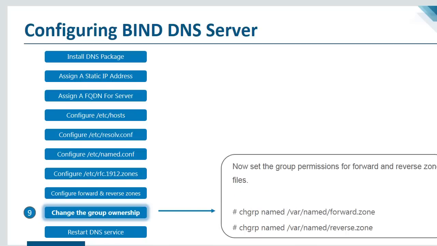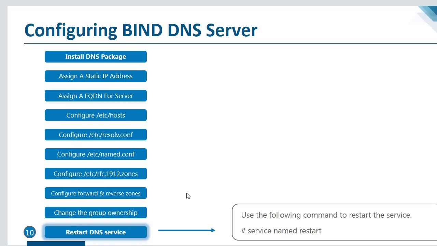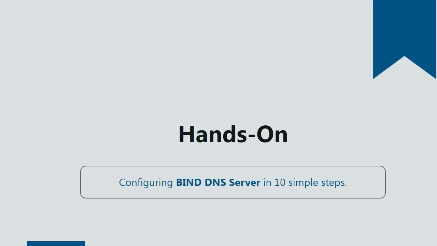Okay, however, you might also want to change the group ownership of those two files. This is a minor step that's needed. You're just setting it to root access, full permissions, and that is the final step. When you do that, you can just restart your named service, and your service would be up and running, right? So these are the 10 different steps which are needed. So I can now get started with my hands-on, right? So let's see how to configure this BIND DNS server in 10 simple steps through my demonstration.